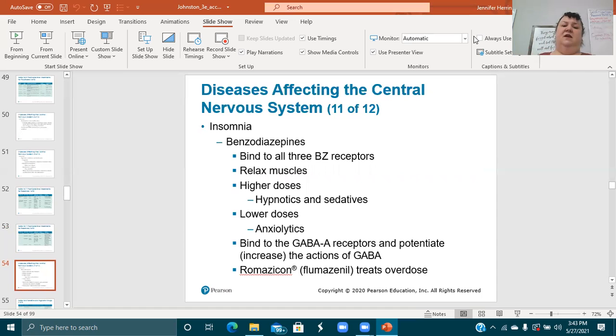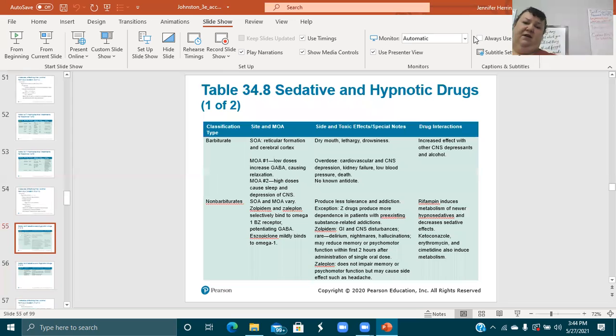Hypnotics and sedatives are going to use a lower dose, and anxiolytics bind to the GABA A receptors and potentiate or increase the actions of GABA. Flumazenil treats overdose. Table 34.8 depicts sedative and hypnotic drugs. This is found on page 596 of the text. Again, please look through this table at your own pace.